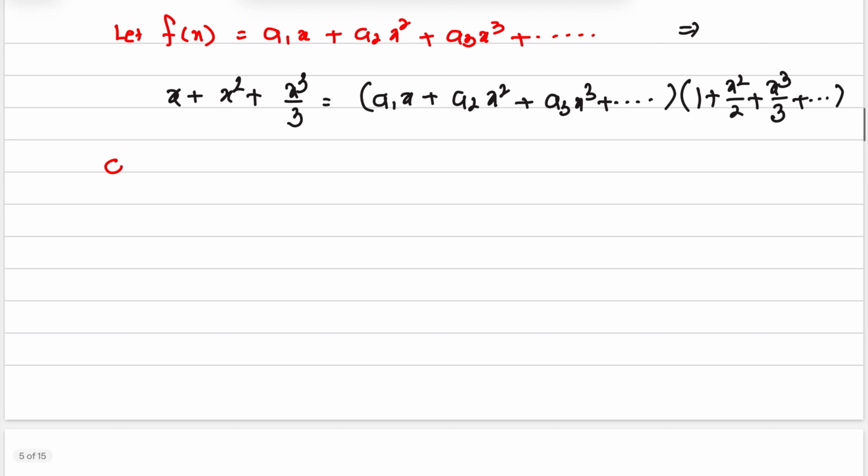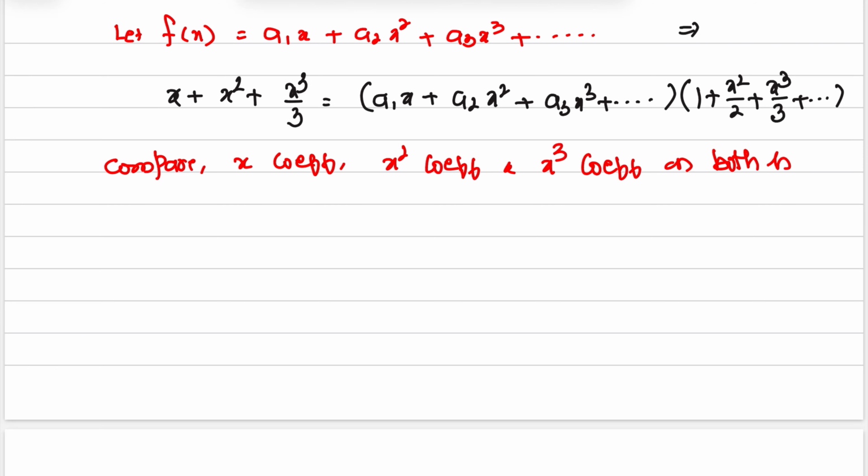Now, compare x coefficients, x square coefficients and x cube coefficients on both sides. What happens? On left hand side x coefficient is 1. On right hand side it will be a1. That implies a1 is equal to 1. Now for x square, on left hand side the coefficient of x square is 1. On right hand side it will be a2x square only. Implies a2 is equal to 1.